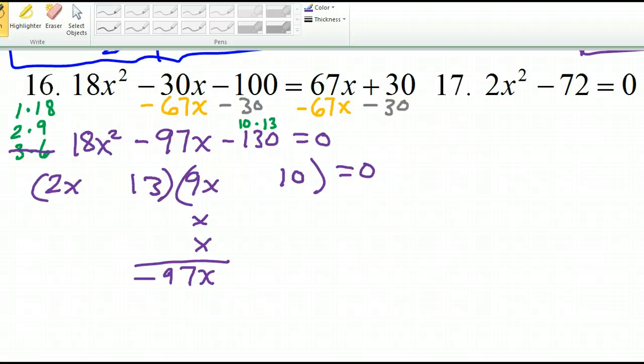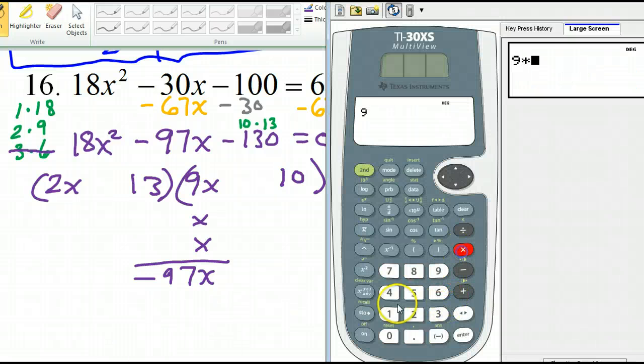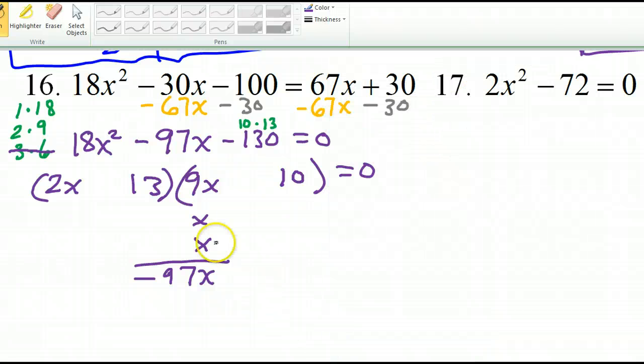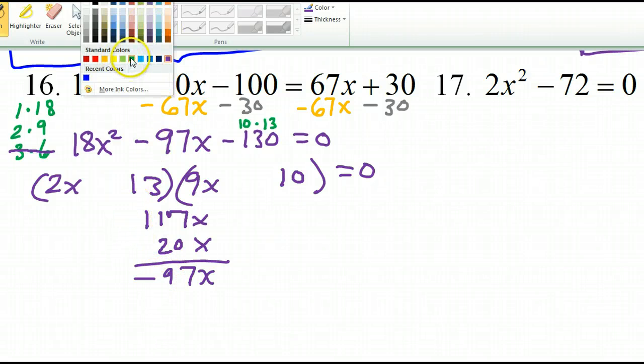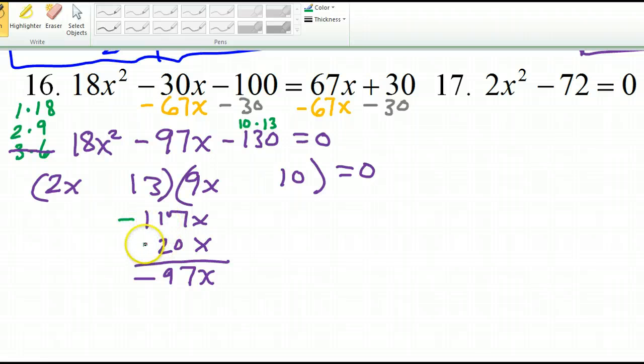Now, 9 times 13, everybody knows what that is. Of course, it is 117. I mean, who doesn't know that? So I will have 117. And then 2 times 10 is 20. Now, I'm trying to get negative 97. Obviously we need the negatives to win. So what would happen if we did negative 117 and positive 20? What would happen then?